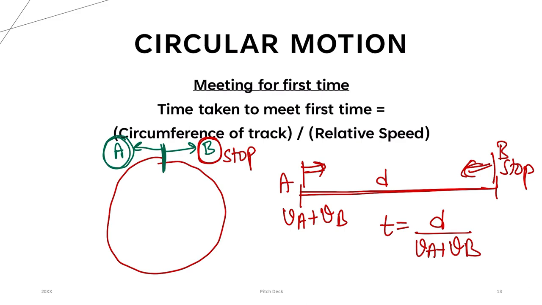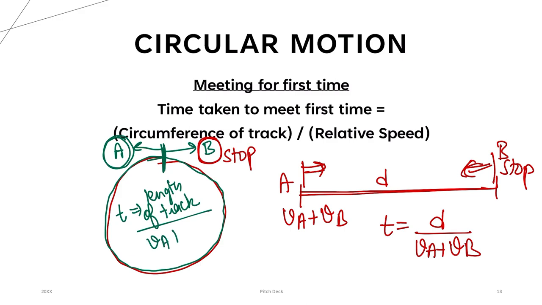This is a similar concept. A and B are coming from opposite directions. Now, how much time will it take for them to meet? The time taken will be the circumference, meaning this whole track. This is known as the circumference of the circle. So the length of the track, meaning the circumference of the track, divided by the relative velocity. Relative velocity is VA plus VB. I hope this is clear. VA plus VB because they are going in opposite directions.